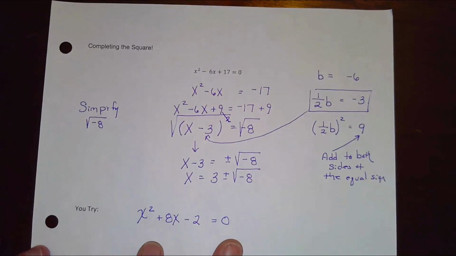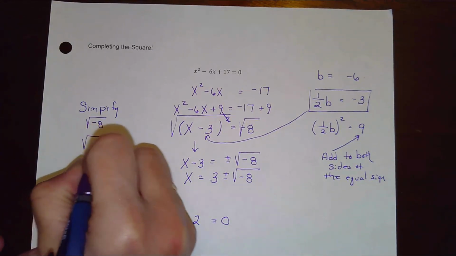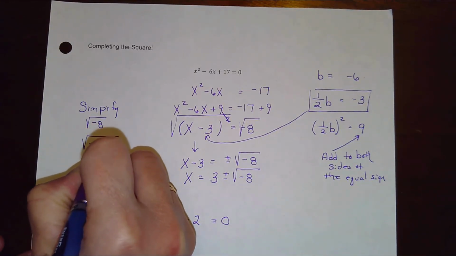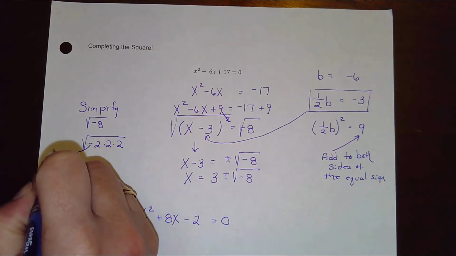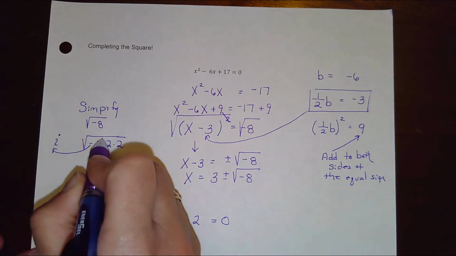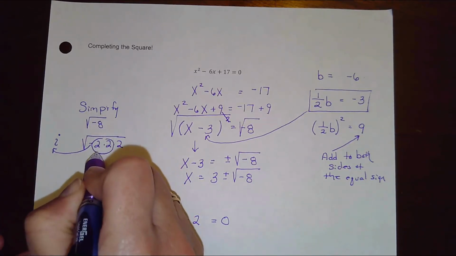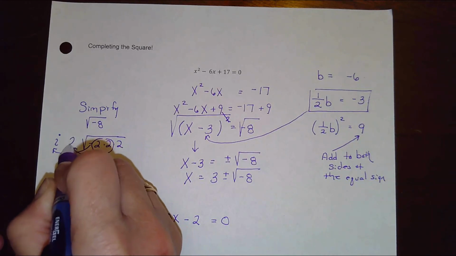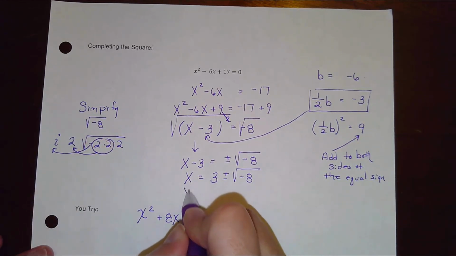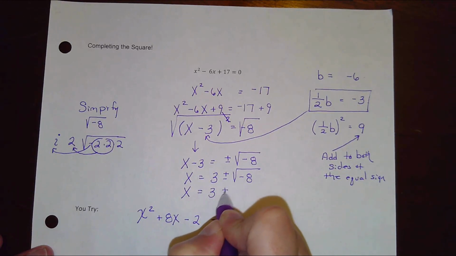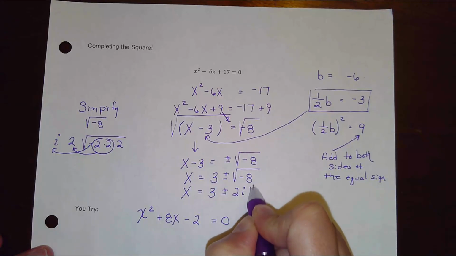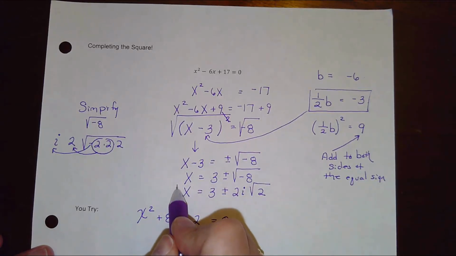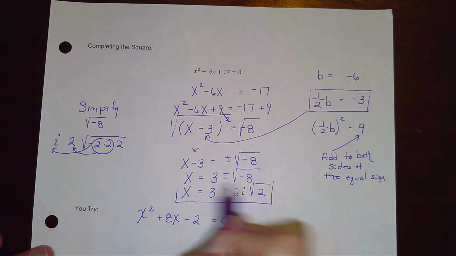Okay, so I'm hoping you'll agree that negative 8 is negative 2 times 2 times 2. So we can pull the negative out and call it i. And then if we see 2 of something, we can pull 1 out. So a simplified version of this is going to be 2 times i times root 2. And that was the answer I was looking for on the exam.